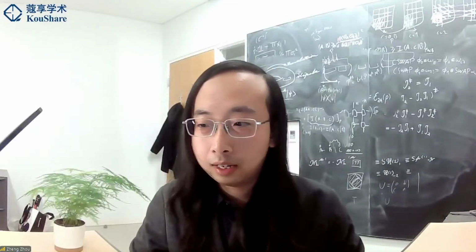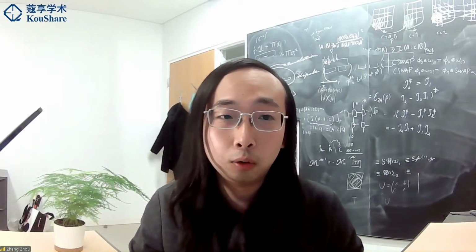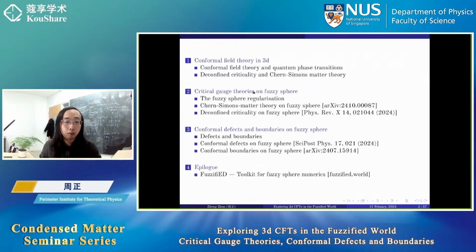Good morning, everyone, and thank you, Jing, for inviting me to speak here. Today I'm going to talk about how we use the fuzzy sphere to study the 3D CFTs. First, I will make a brief introduction to the 3D CFTs. After that, I will mainly talk about two directions. The first is to use the fuzzy sphere to study critical gauge theories, including the Chern-Simons-matter theory and deconfined criticality. After that, I'll move on to conformal defects and boundaries.